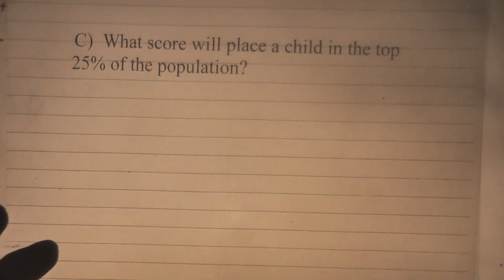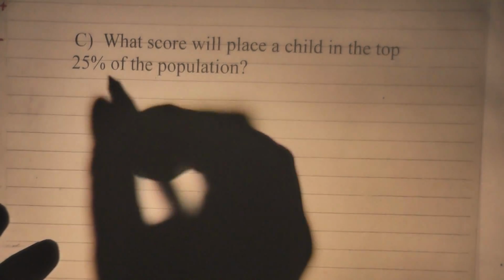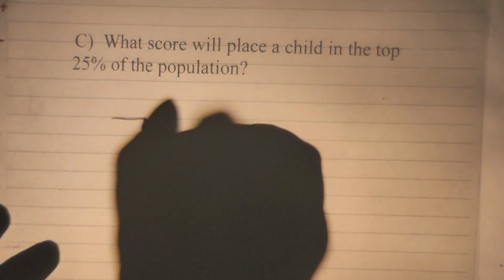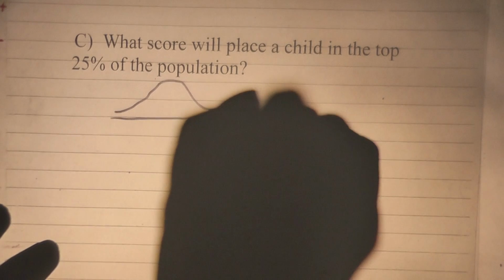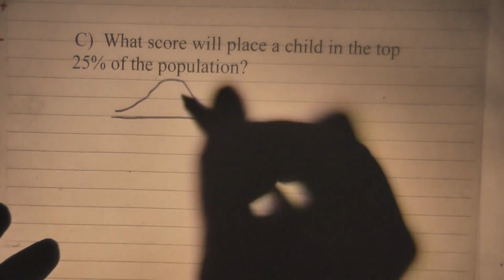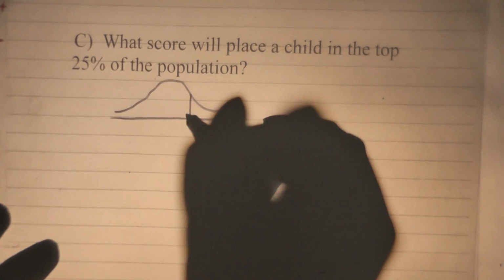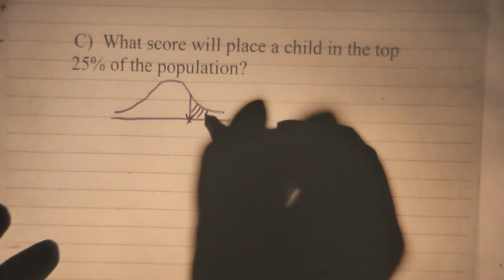Part C. What score will place a child in the top 25% of the population? Now, the WISC score follows a normal distribution. Top 25%, it should be what? The upper tail. Okay? 25%.